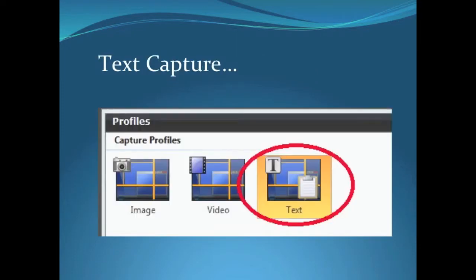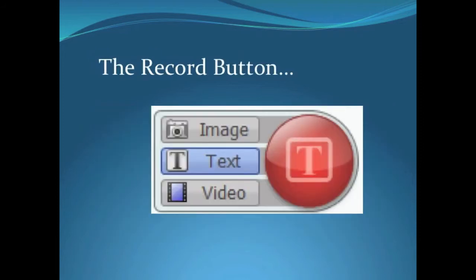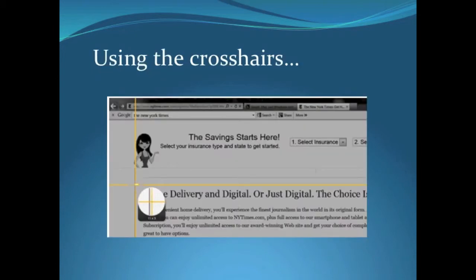The Snagit tool will open and display the Profiles page again. Select the text icon under Profiles to capture text. Click the Record button to activate the capture feature. Once again, to set the crosshairs, left-click and hold the mouse button down at the location where you want the capture to begin. Then, drag while holding your mouse button to the desired end location of the video screen.